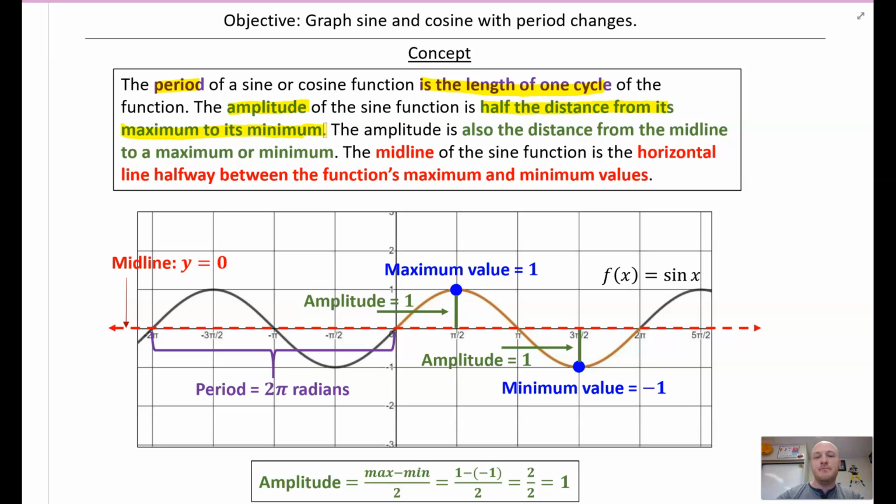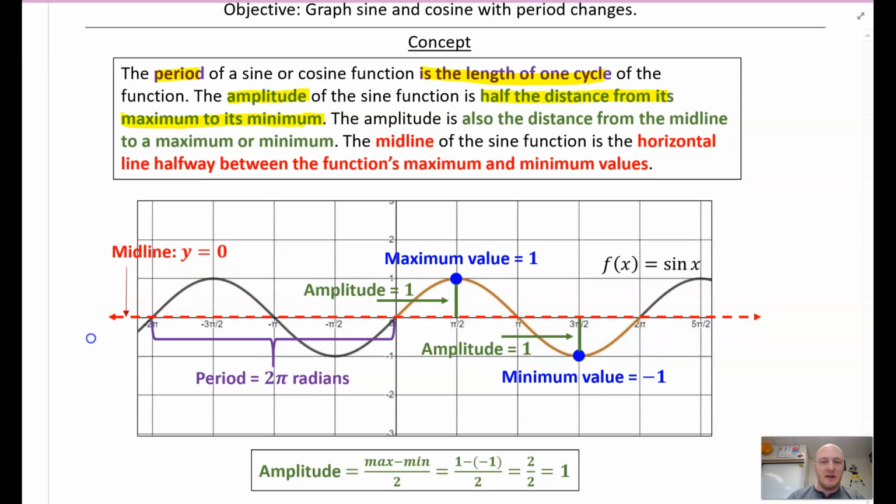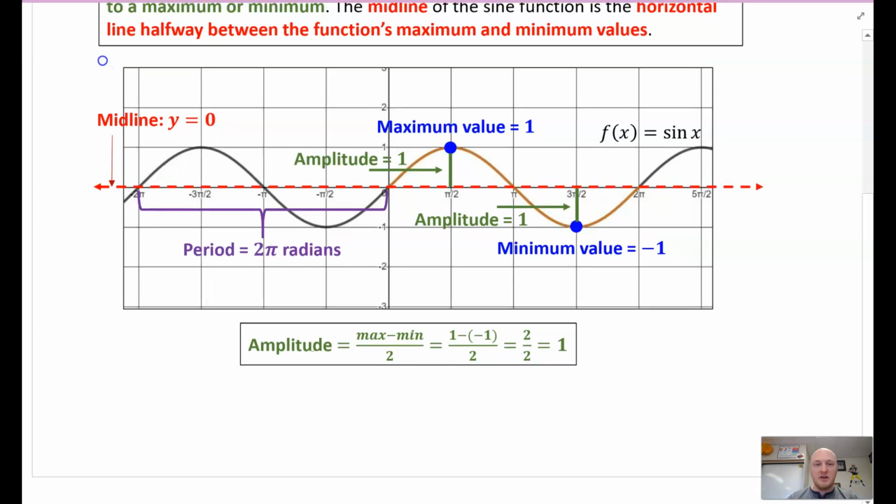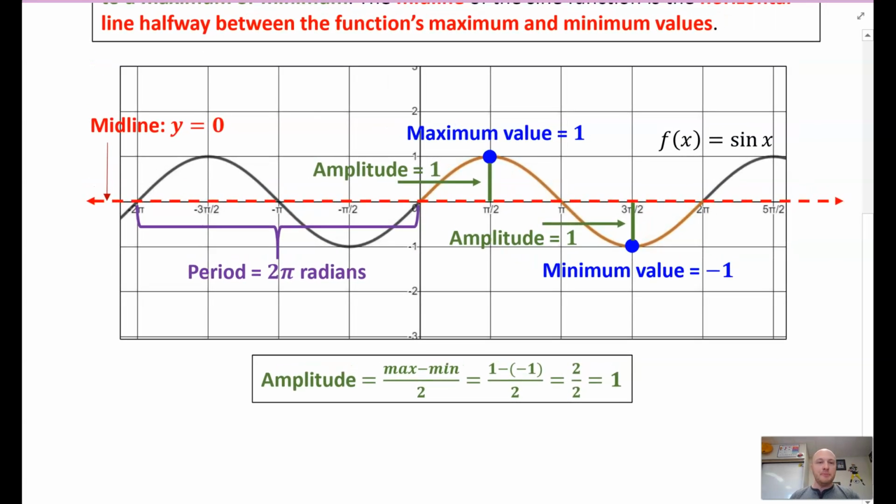The midline of the sine function is the horizontal line halfway between the function's maximum and its minimum values. So again, we can see that illustrated here, but that's something that you have worked on over the past couple of lessons.